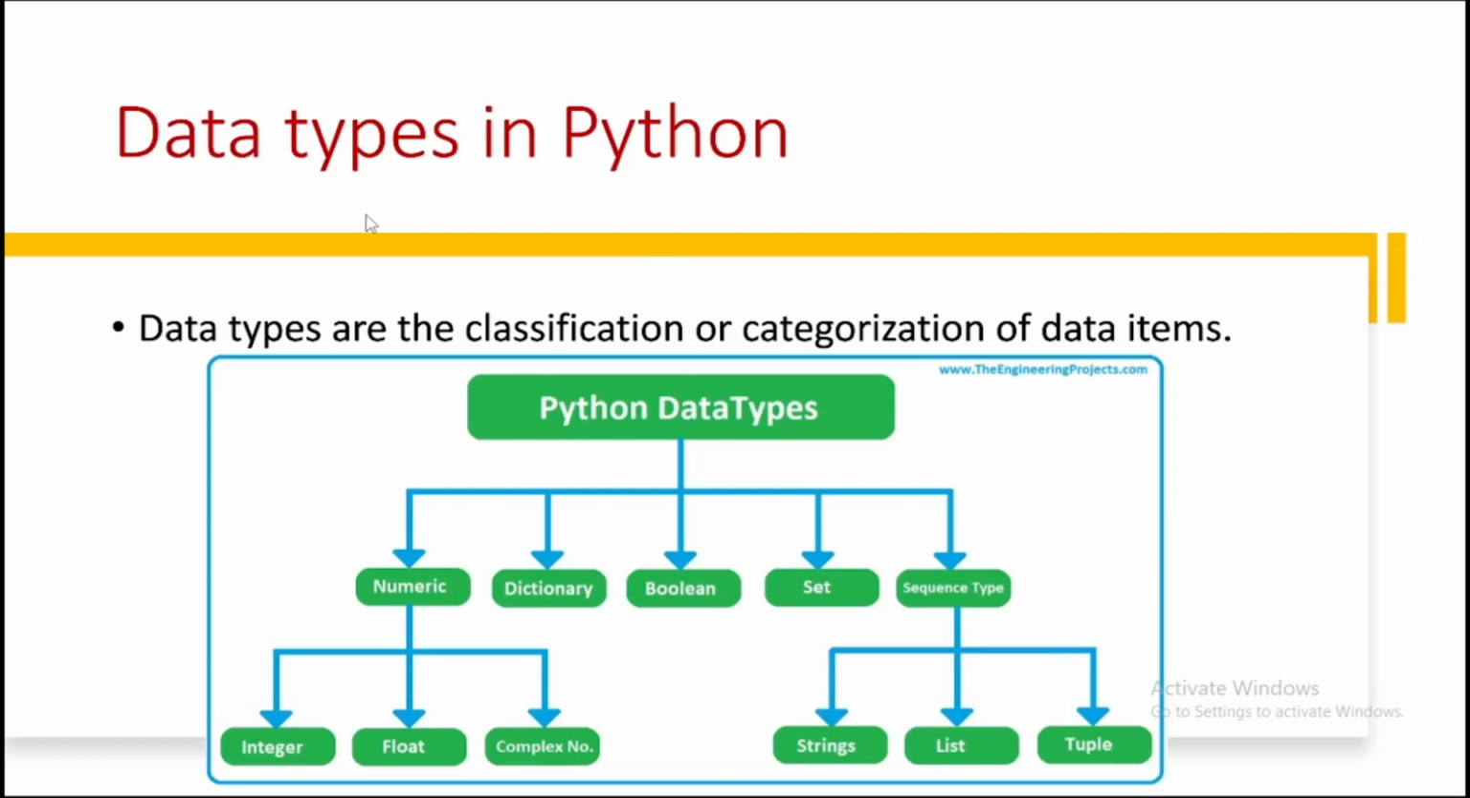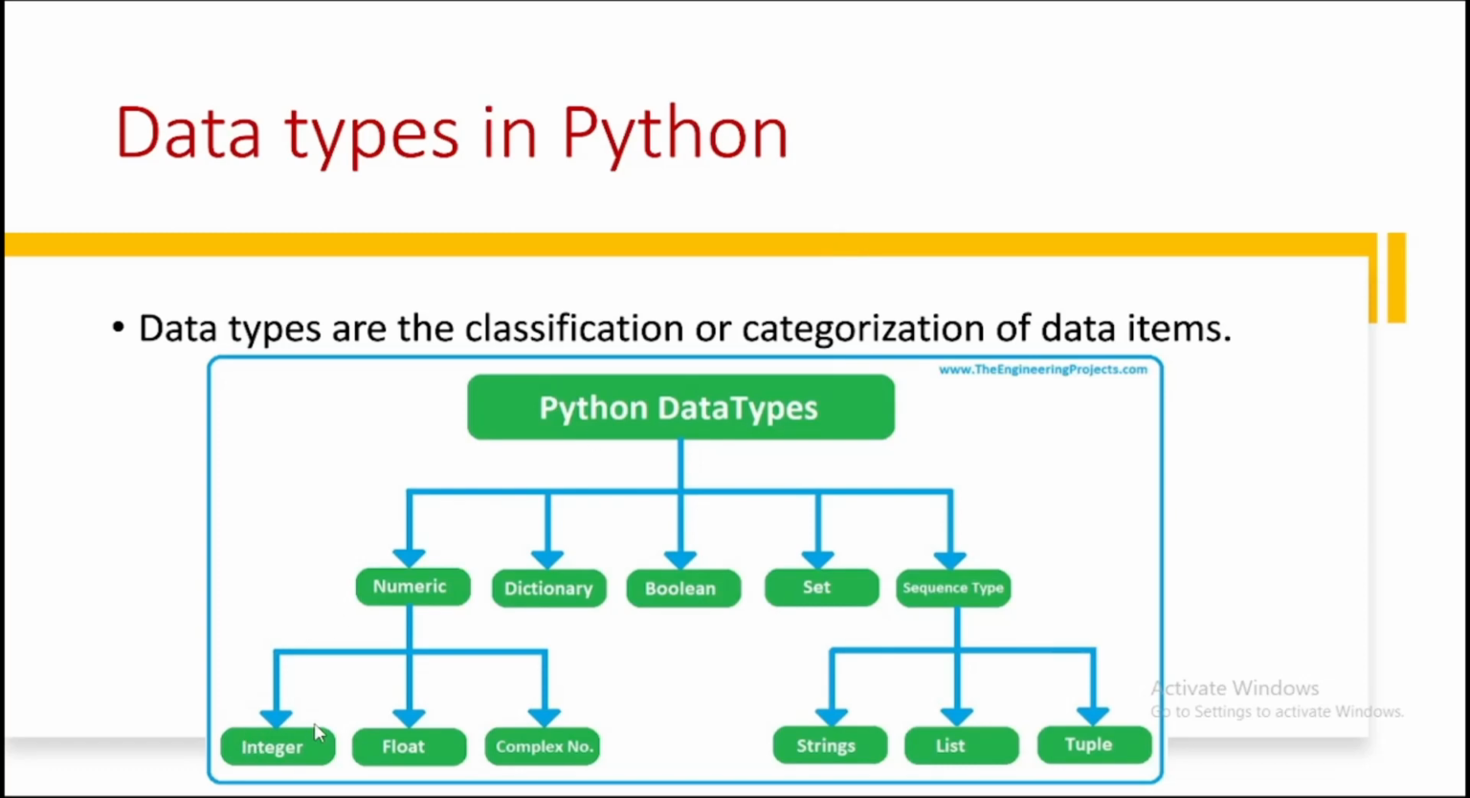As you can see, we are going to learn data types in Python. But what are data types? As the name suggests, data types are a classification or categorization of data items. You can see that there are different types of data types. In numeric we have integer, float, complex numbers; then dictionary, boolean, set. In sequence types we have string, list and tuple. We are going to learn each of the data types as we go further in the classes.